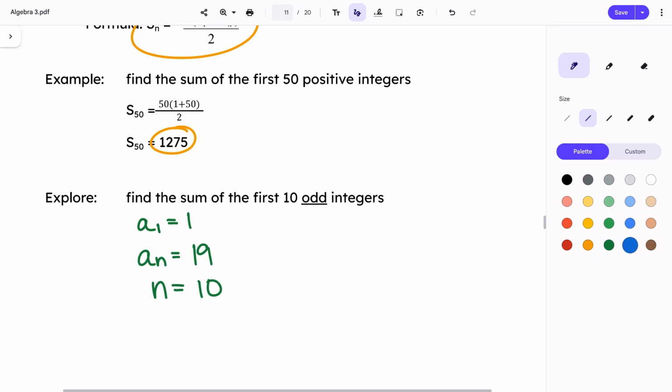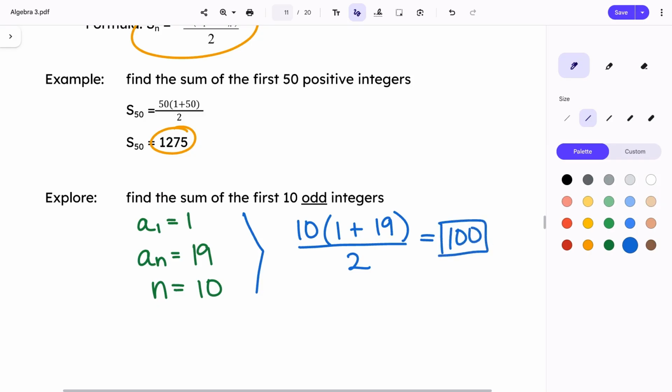So let's plug this into our formula. We're going to do 10 times 1 plus the 19, and then you're going to divide that by 2. So this is going to give me the sum if I was adding 1, 3, 5, 7, 9, if I was adding all those together. So go ahead and do that. What do you get? 100. Good.